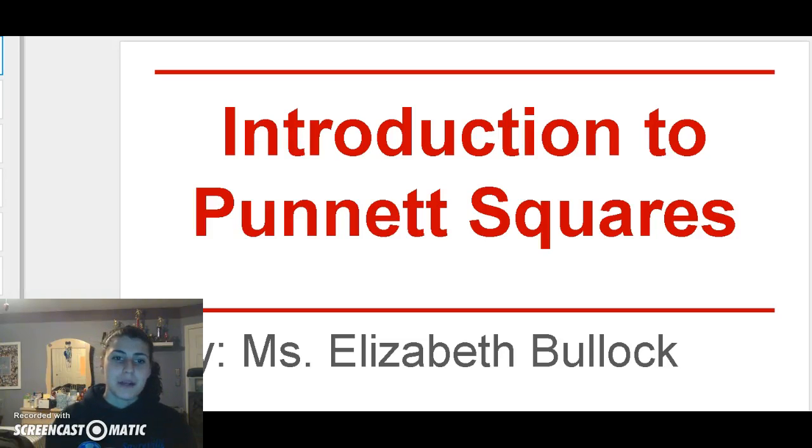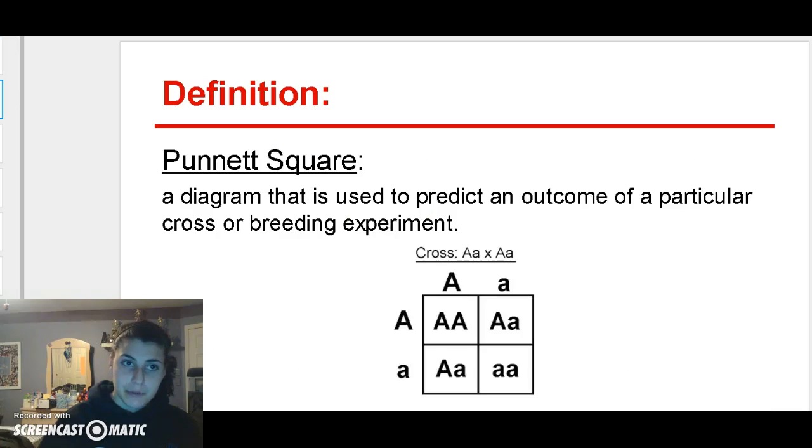Good afternoon, class, and welcome to the introduction of Punnett squares. We're going to start off by explaining what a Punnett square is.